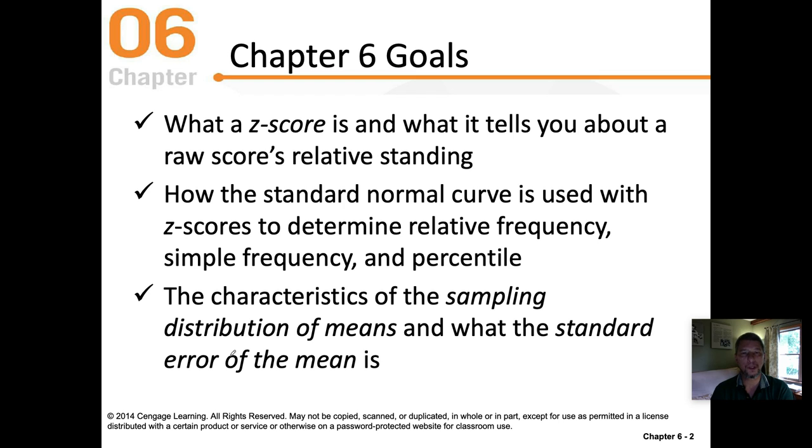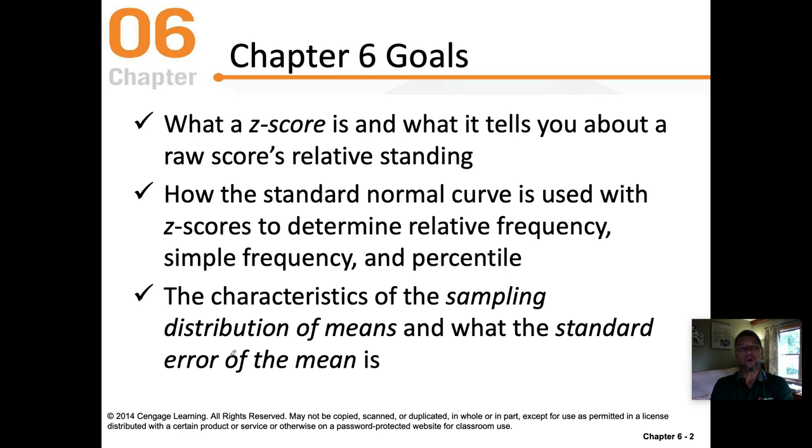So the goals in this particular chapter are to determine what a z-score is and what it tells you about a raw score's relative standing. In other words, how many standard deviations above or below the mean that score actually is. Another goal is to determine how the standard normal curve is used with z-scores to determine relative frequency, simple frequency, and percentile. And then finally, at least on this list, the characteristics of the sampling distribution of means and what the standard error of the mean is.